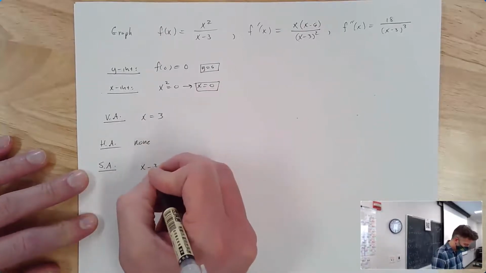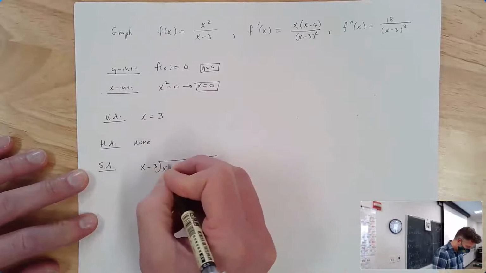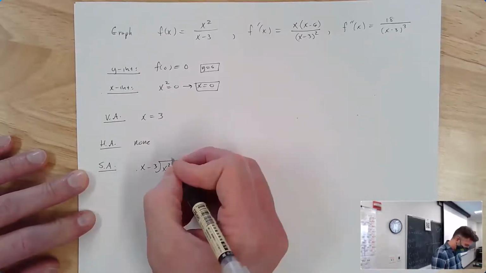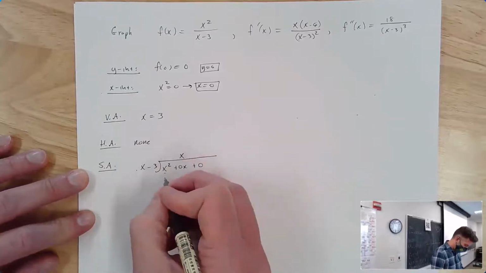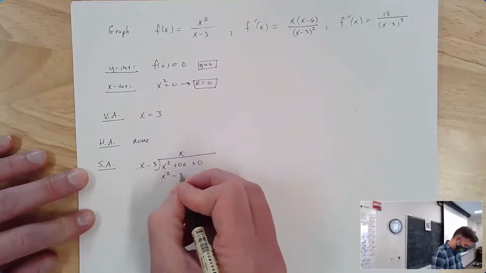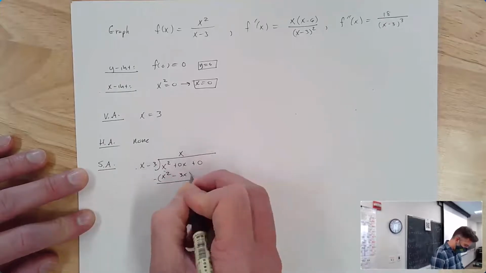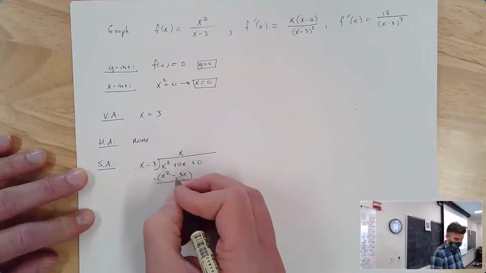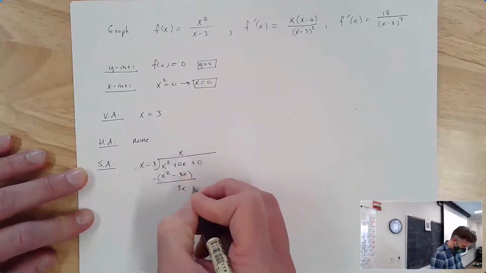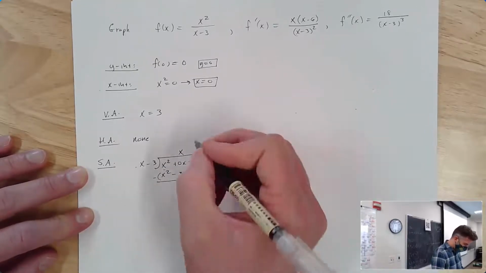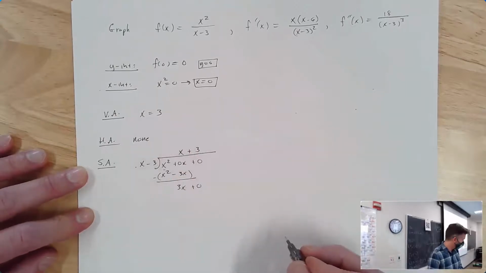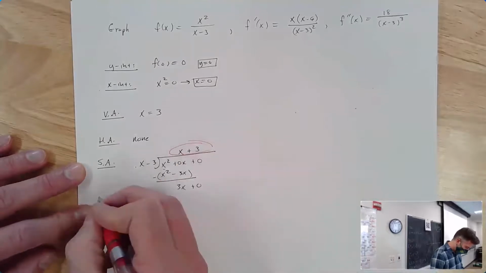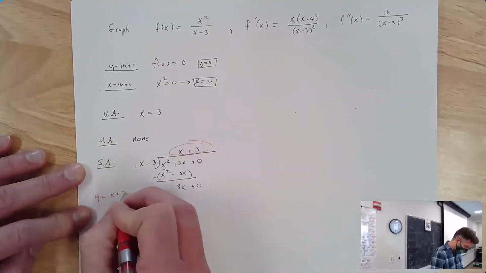So x minus 3 into x squared plus 0x plus 0. X times x gives me x squared. X times x is x squared. X times negative 3 is minus 3x. Subtract. x squared minus x squared is 0. 0x minus negative 3x is positive 3x. X times 3 gives you 3x. And you can stop right there. You don't have to do anything else. Your slant asymptote is y equal to x plus 3.